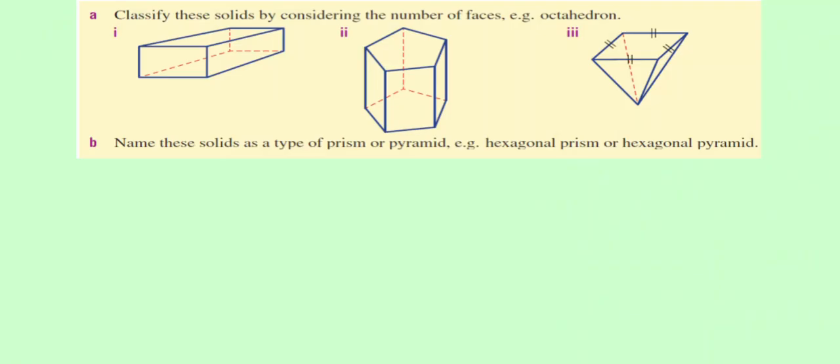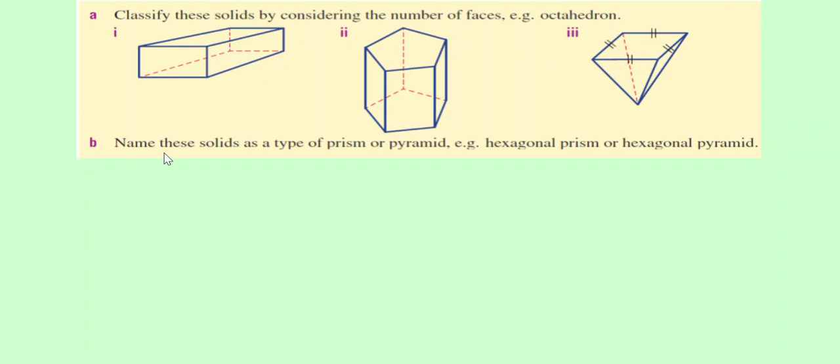Okay, really, really simple. So, a couple of examples I want you to do is first classify these solids by considering the number of faces. So for example, if it was an 8-sided face, it would be an octahedron. So you want to go through and label or name each of these 3 solids. Alright, that's the first thing.